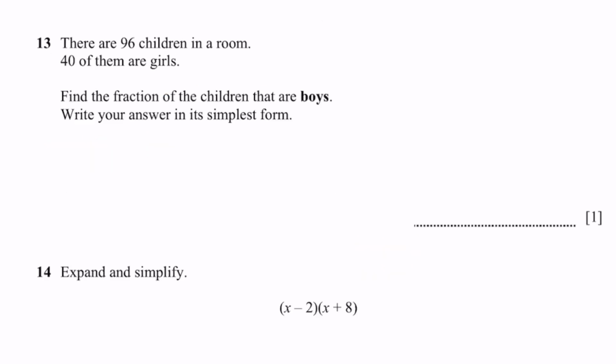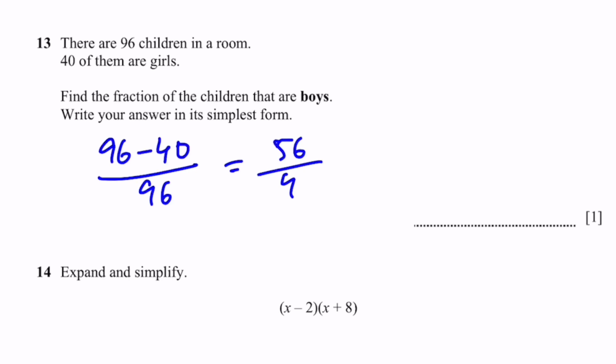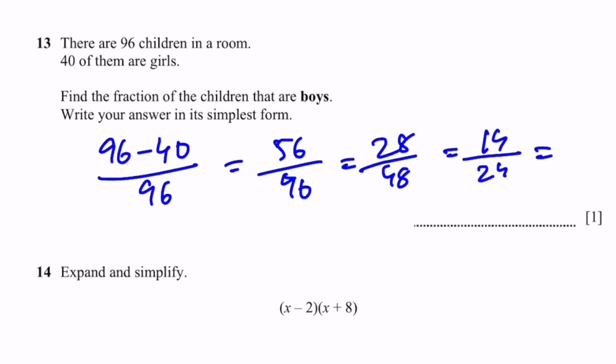Question 13. There are 96 children in a room and 40 of them are girls. Find the fraction that are boys. Write the answer in simplest form. This means 96 minus 40 by 96, which is equal to 56 by 96. We can divide this by 2, 28 by 48, again by 2, 14 by 24, again by 2, 7 by 12. That's the answer.